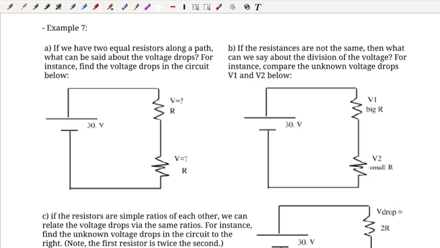In this last video on Kirchhoff's laws, we are going to put together what we've learned in terms of Kirchhoff's current law and Kirchhoff's voltage law and apply them to some circuits and more application wordy type questions. So let's see what we got.